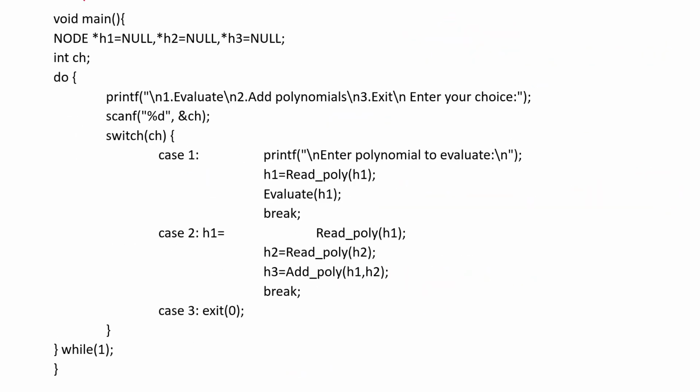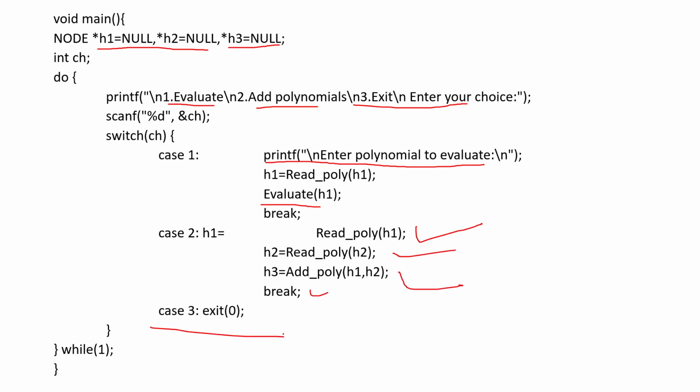This is the program. In the main part, we need two inputs h1 and h2 and h3 for the result. The operations that we are going to perform are evaluate, addition, then exit. The choice can be read. So you read the first polynomial, h1 equal to read poly of h1. Then evaluate it. In the second case, you read h1 and h2, and add them. Break. Read polynomial 1, read polynomial 2, add them. Break. So this is the lab program, that is polynomial addition when there are more than one variable.